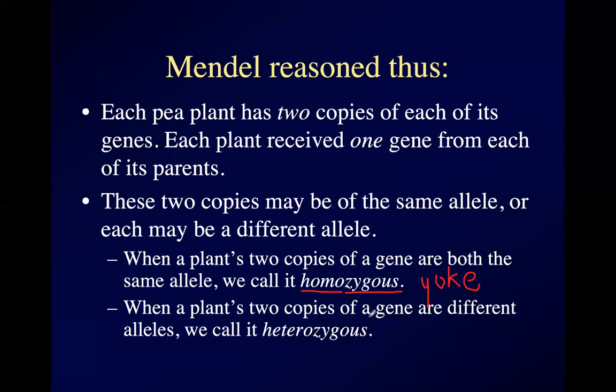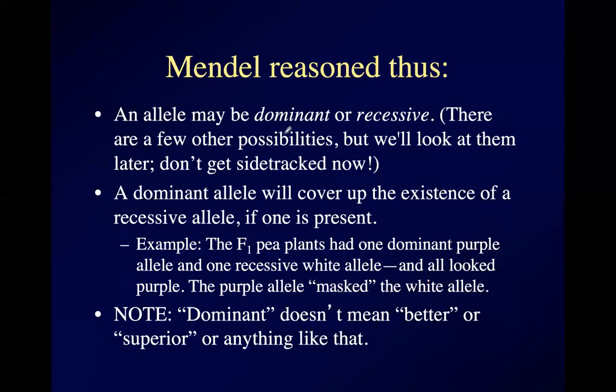And when a pea plant's two copies of a gene are of different alleles, we call that plant heterozygous. Heteros is just Greek for being different. Different things yoked together. Alleles may be dominant or recessive. There are actually some other possibilities, but let's not get sidetracked right now. The only thing that a dominant allele does is cover up the existence of a recessive allele if one is present.